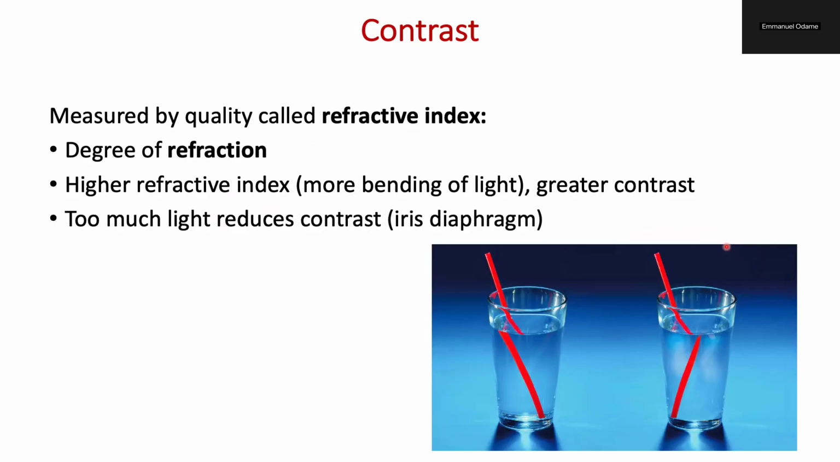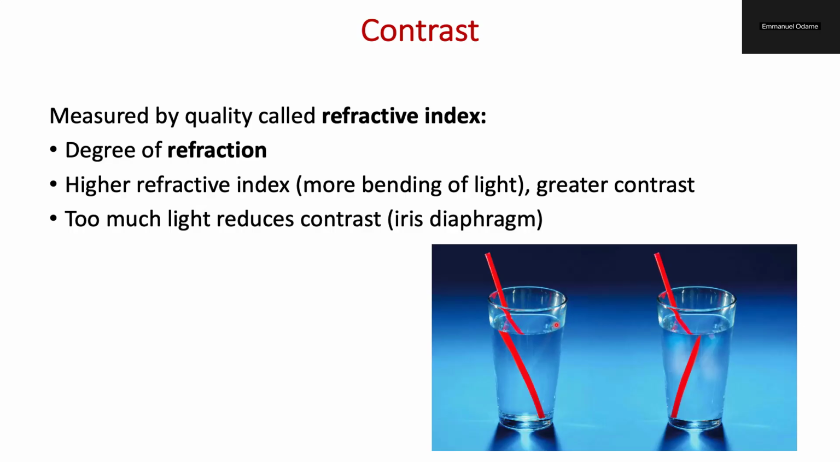Contrast is measured by a quality called refractive index, judged by the degree of refraction. A higher refractive index, or more light bending, gives greater contrast, and too much light also reduces contrast, which is adjusted with the iris diaphragm.